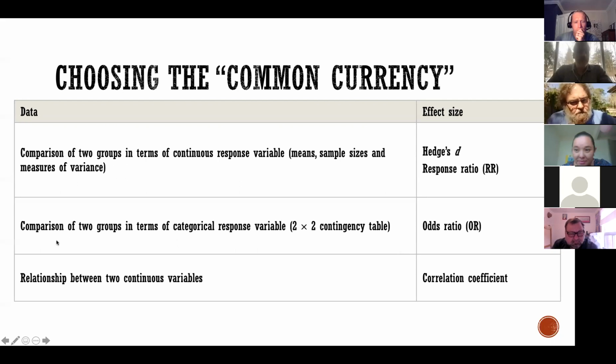If you're comparing two groups in terms of a categorical response, right? Like yes or no. Then you use odds ratio. And if you're looking at the relationship between two continuous variables, then you're really just looking at correlation coefficients.